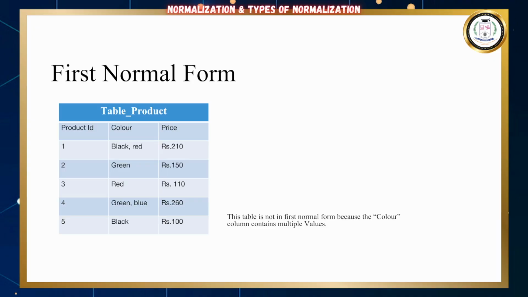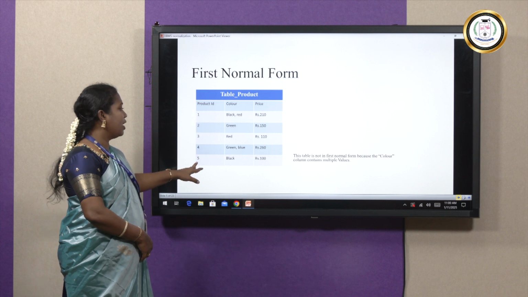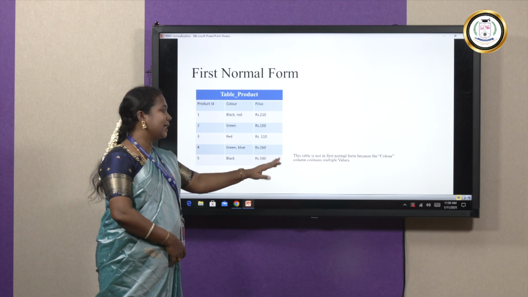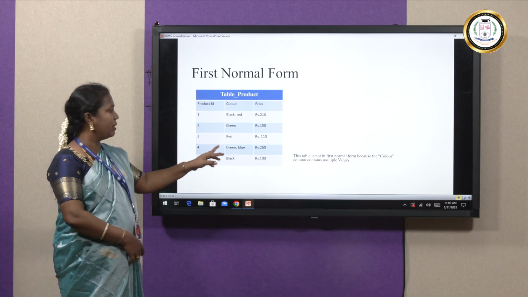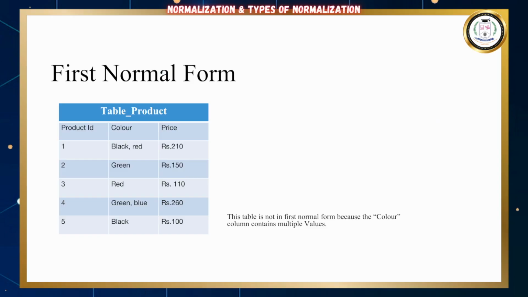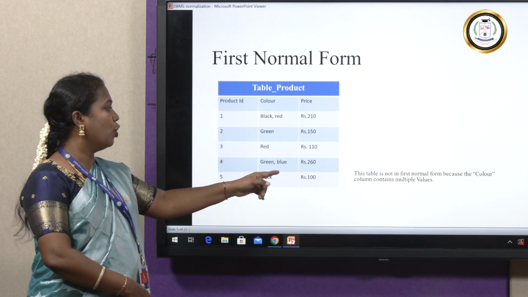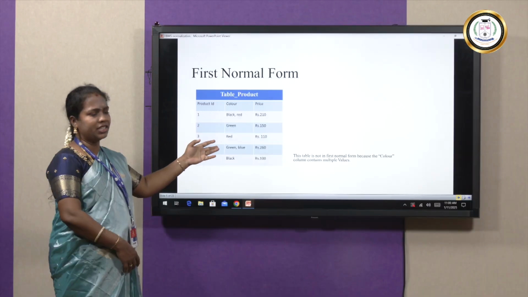First normalization example. The table name is product, and there are 3 attributes describing the table: product ID, color, and price. I am giving 5 records. This table is not in first normal form because the color column contains multiple values. Repeating values will be eliminated. This is the first rule in first normalization. Product ID 1 has 2 values in the color column, and the fourth product ID also has 2 values. So the color column contains multiple values. We will transform it into first normal form.